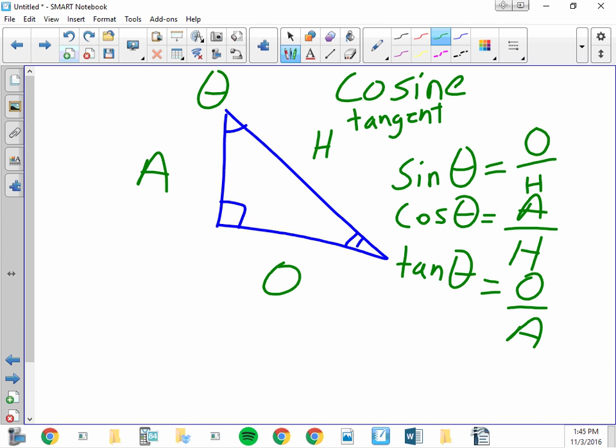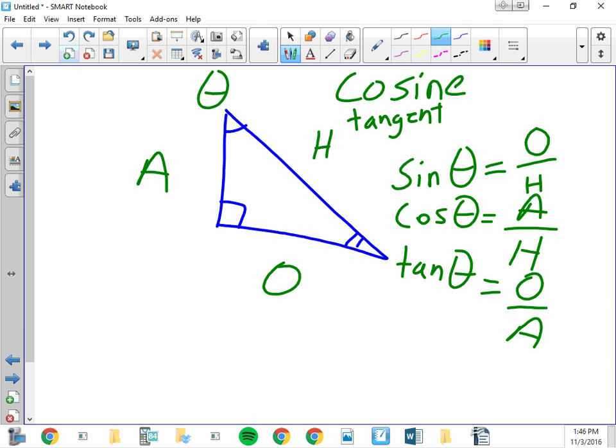The other three are just the reciprocals. So if you take sine and you flip it upside down, H over O, and H over A, and A over O, those are the other three ratios, and the names are cosecant, secant, and cotangent, and we're not going to mess with those in this class. So there are three other ratios. Your calculator doesn't even have a button for them. But if you know what the sine is, it's really easy to calculate what the cosecant is. So you don't need a button on your calculator for it because the three buttons you have are enough.